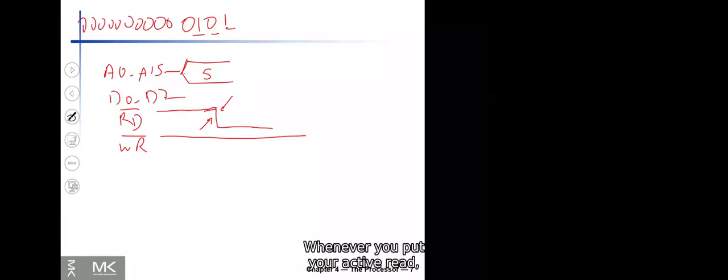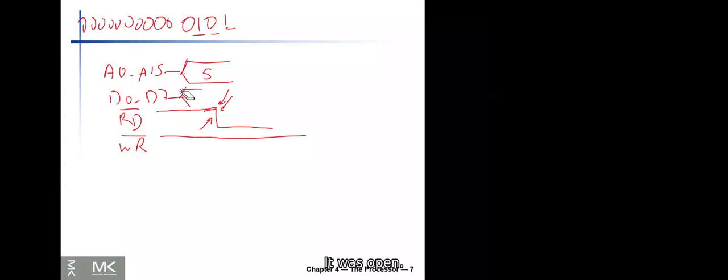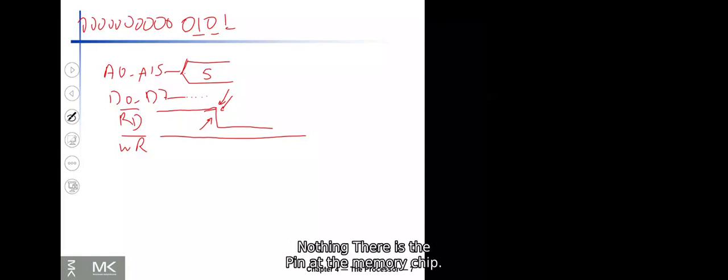So whenever you activate read, the memory starts working. Before the read, the data was high impedance. So it was not this. It was high impedance. I have to make it just open. It was open. So in the diagram, we show it by a dotted line. So it means there is nothing there. It is not connected, nothing there. It is the pin at the memory chip, it is not connected, nothing there.